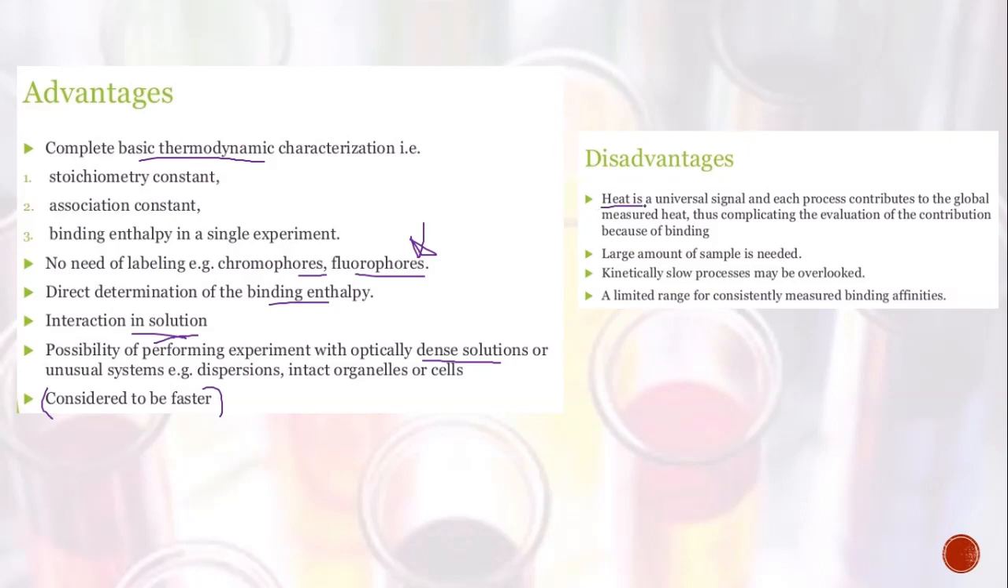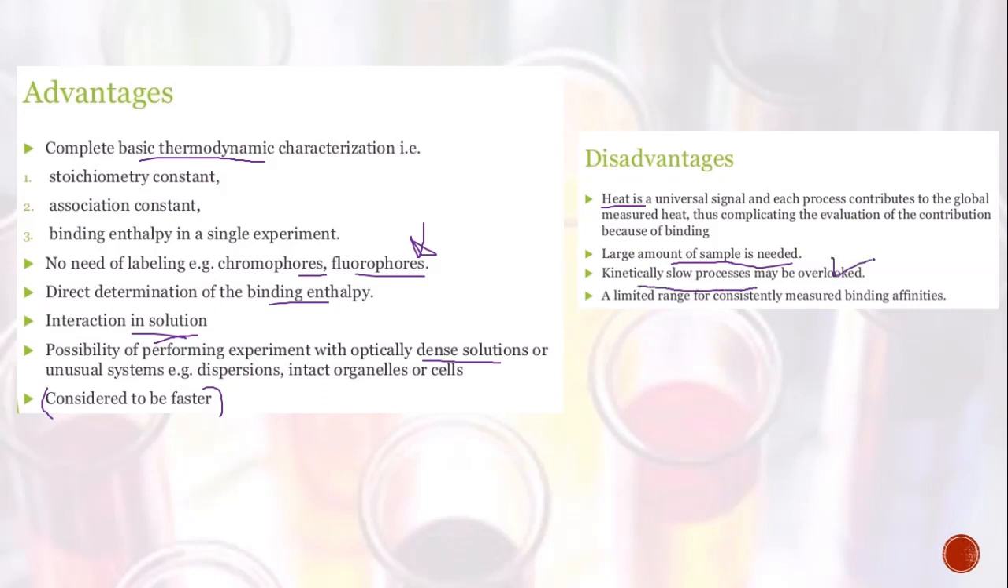Disadvantages: heat is universal, so there is likely to be some other heat that is coming from other places. So sometimes it can be a challenge to control and evaluate heat because heat is a universal signal. Large amounts of sample are needed because you need to do titration. Kinetically slow processes may be overlooked.